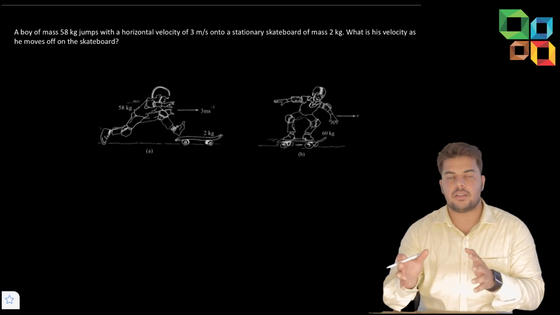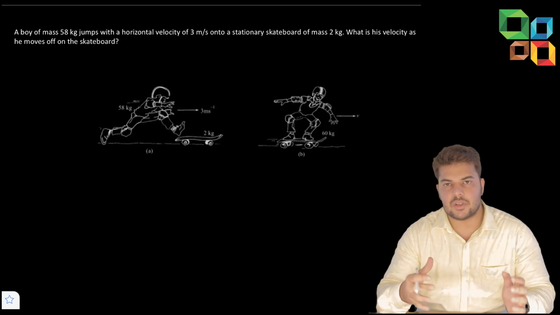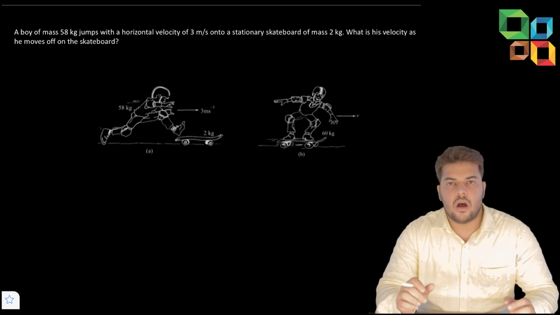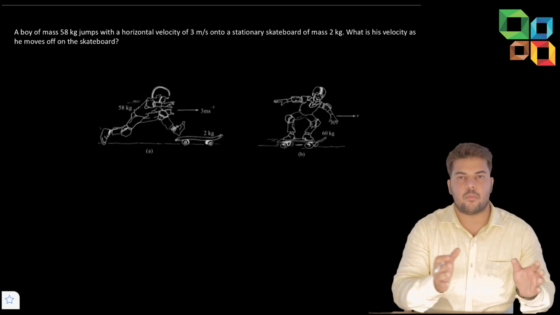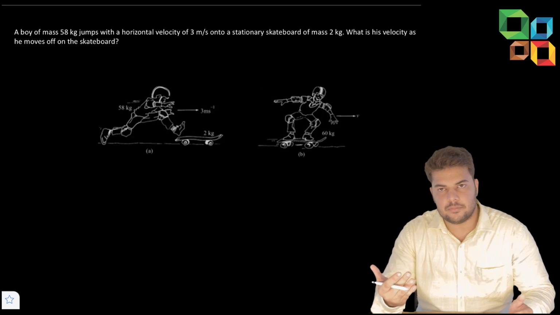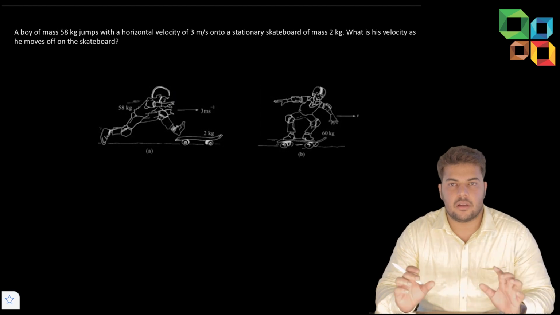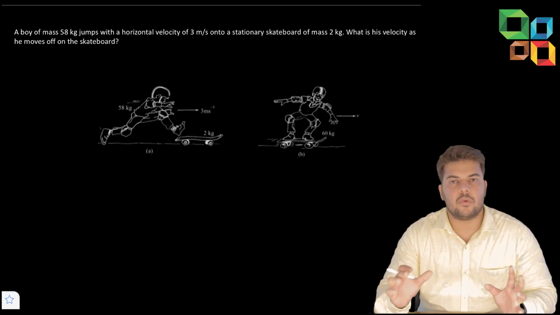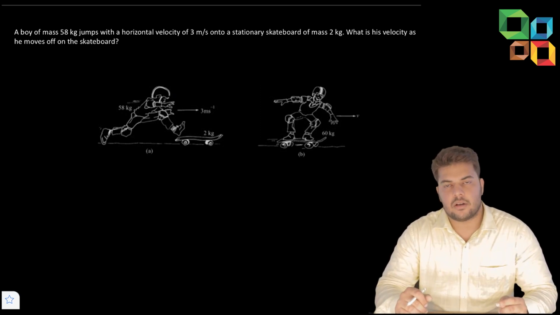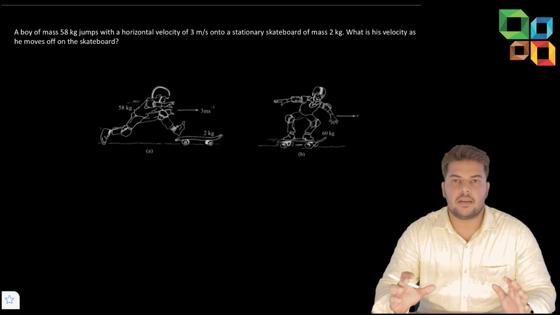Can you imagine this? If a boy is moving at 3 meters per second and he weighs 58 kg and he gets on a skateboard, what would be the velocity of the boy along with the skateboard? Would it be more than 3 meters per second, or would it be less than 3 meters per second? That's the question that we first need to think about, and then begin the problem and see if our intuition was correct in the first place. All right. So what do you think? Is the final speed going to be less than the initial speed?